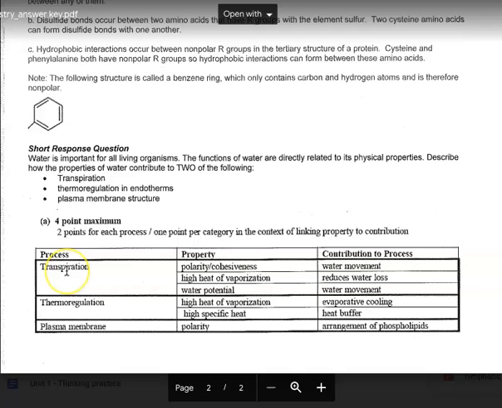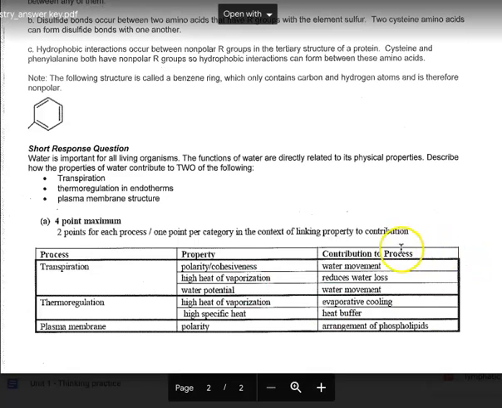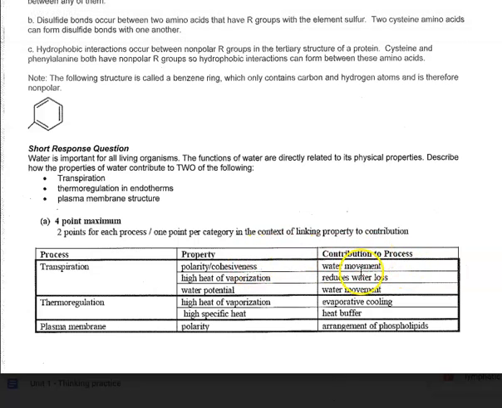Okay, so transpiration. What could the property of water be to help transpiration? Polarity and cohesiveness. Remember, cohesion allows a body of water to move cohesively. High heat of evaporation, that has to do with evaporation in plants. Water potential, okay, that has to do with the movement of water through roots into plants. Contribution to the process: cohesiveness allows water to move. High heat of evaporation reduces water loss. Water potential allows water to move from roots to the plant. Okay.